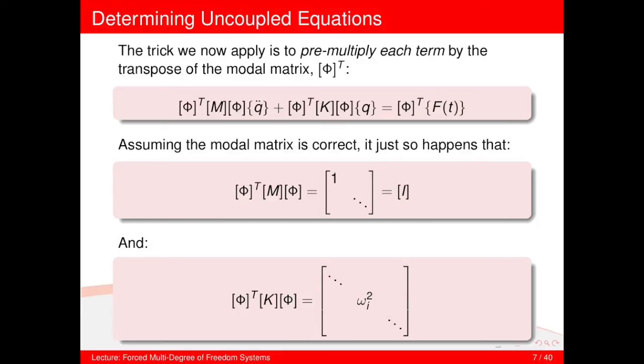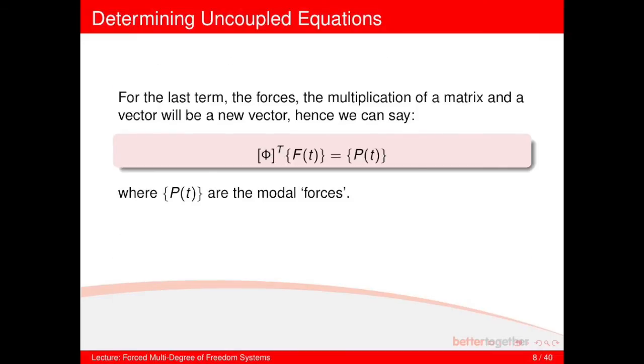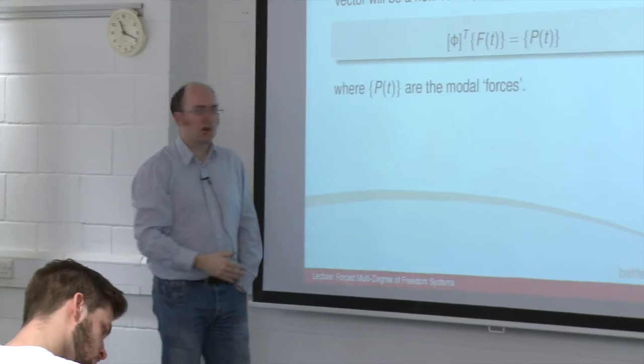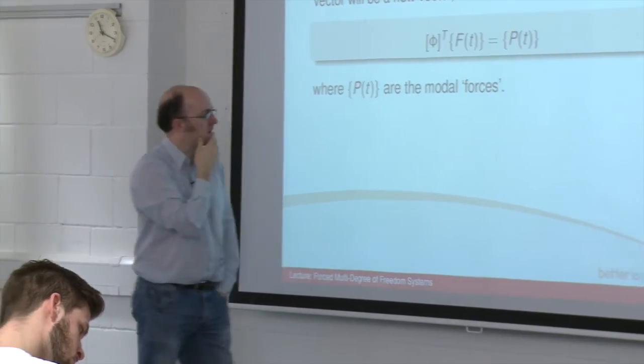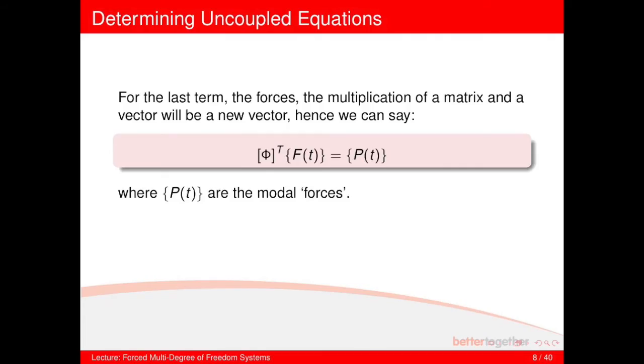Notice that we've pre-multiplied the force also by the transpose of phi, so we have to deal with that term separately. We just rename that P of t, because if we've got a matrix here times a vector, you're going to end up with another vector. If this has got 3 terms in and this is a 3 by 3, you end up with a 3-term vector here. Where I've called it P, you can call it anything else, but they are known as the modal forces. They're not real forces; they're modal forces because we're dealing with modes, hence the name.